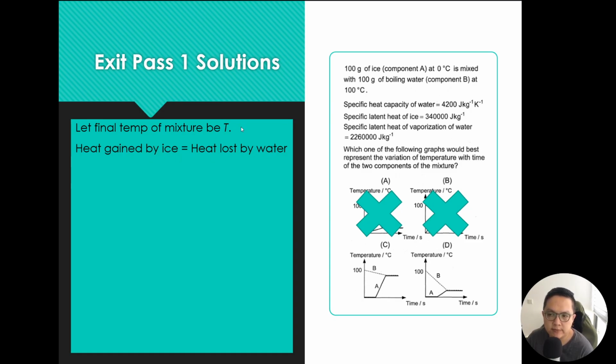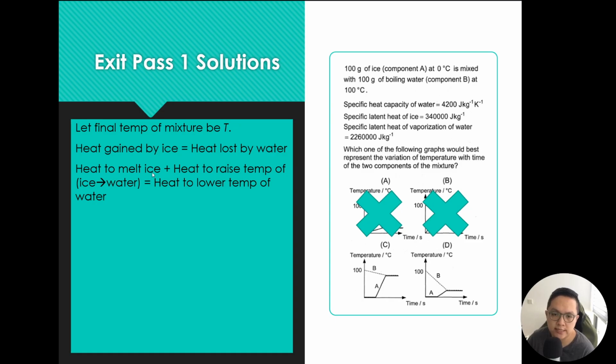The gain by ice is component A, and the loss by water is component B. Because B was hotter at the start, B will transfer energy over to A. If we break it down, on this side we have the heat to melt the ice to water first, then the heat to raise the temperature of this new water from 0 to the final temperature. These two things are equal to the heat lost to lower the temperature of component B.